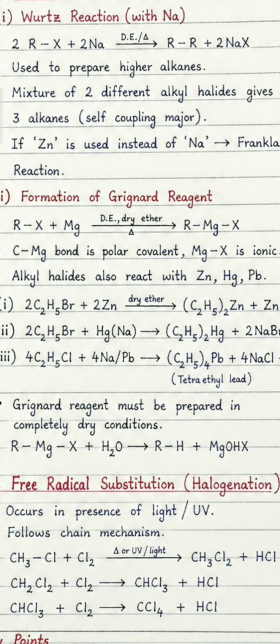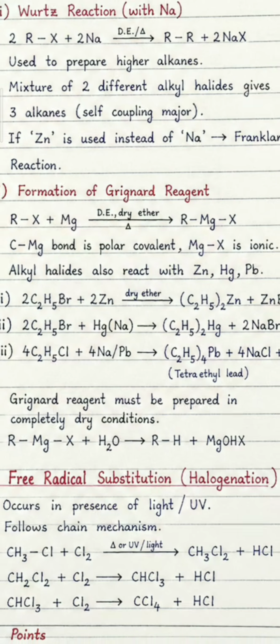Next one is formation of Grignard reagent. When alkyl halides are treated with magnesium in the presence of dry ether, it gives RMgX. RMgX is called the Grignard reagent. The carbon-magnesium bond is polar covalent, whereas the magnesium-halogen bond is ionic. Alkyl halides also react with zinc, lead and mercury.